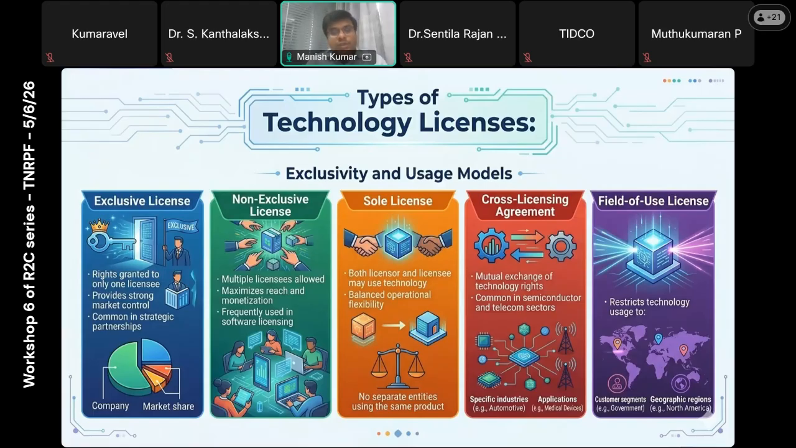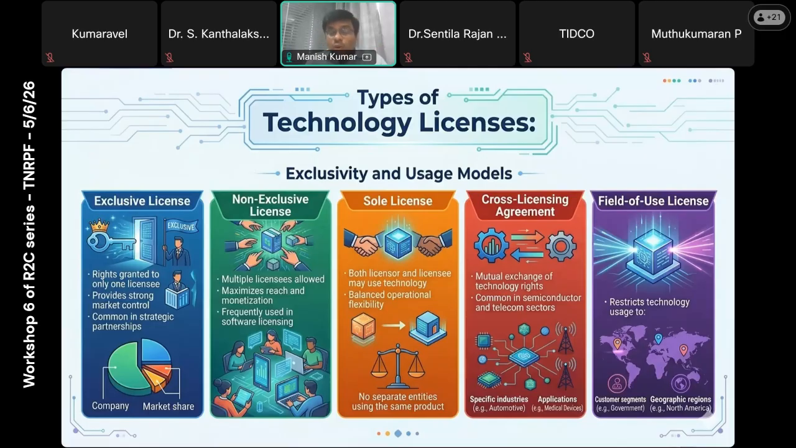So in some cases you want to be smart in how you design it, and based on whether you are giving an exclusive license or non-exclusive license, you will accordingly put the royalty structure and upfront amount. I will talk about that subsequently.